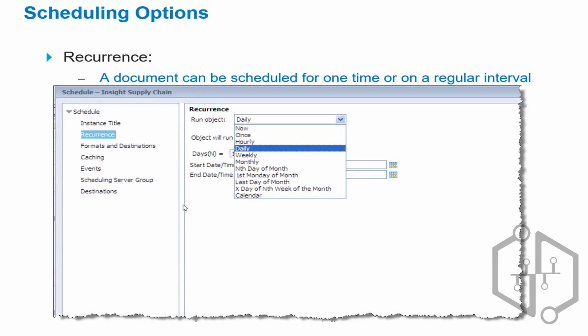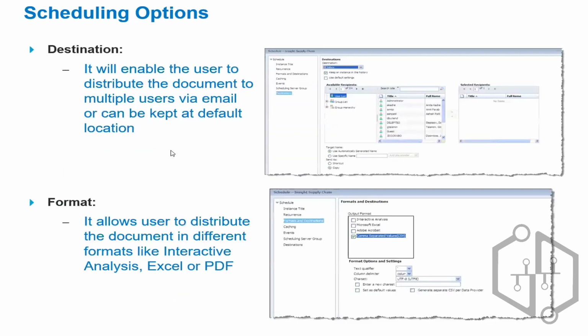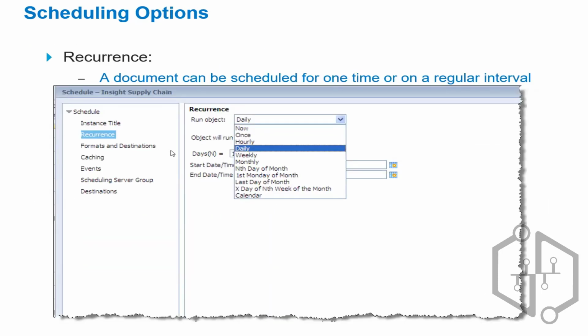This is about recurrence. Under formats and destinations, we have which format we want, whether we want that report output to be same as in a Web Intelligence format, or we want to export that to Excel or PDF or CSV. So we can define formats, and also we can define destination. Do we want the report output to be saved in the same repository of BI Launchpad, or we want that output sent to some users to their mail IDs? In that way, we can set up the destination also.